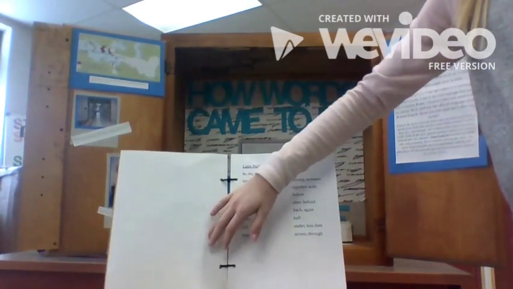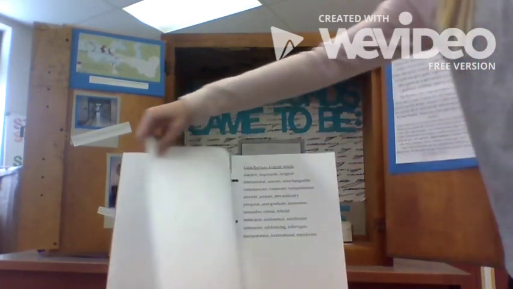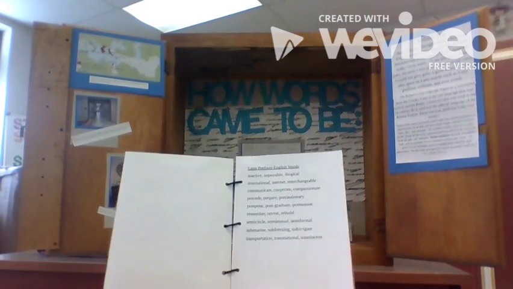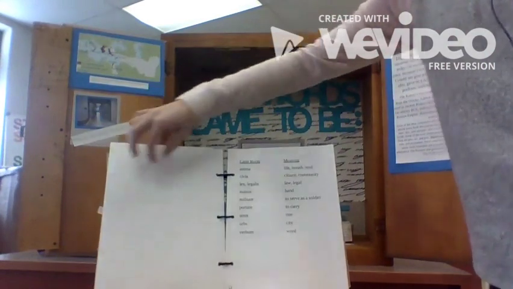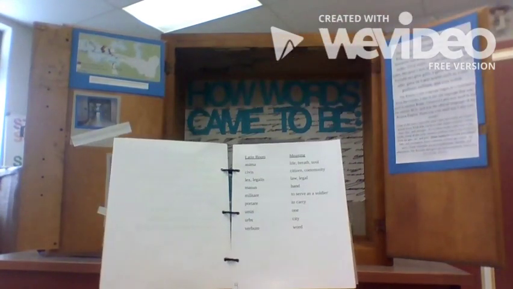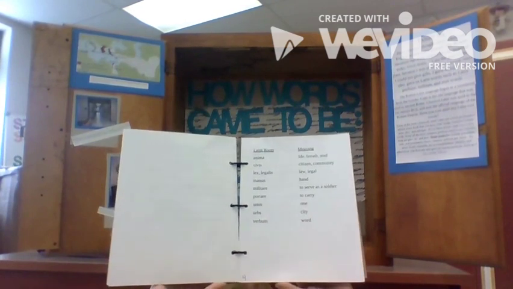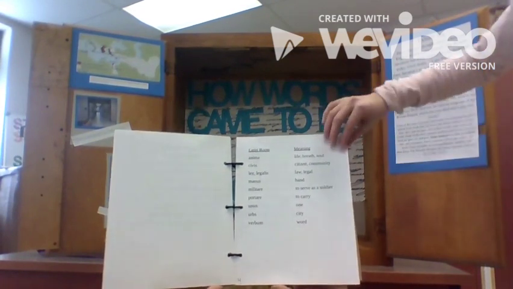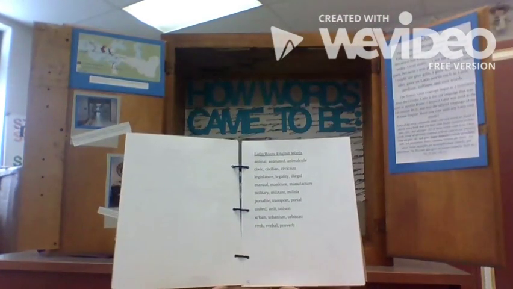Some Latin prefixes are in, im, and il, which all mean not. Some Latin prefixes in English words are inactive, impossible, and illogical. Some Latin roots are manus, which means hand, lex, which means law, and civis, which means citizen. Some Latin roots in English words are animal, animated, and animalcule.